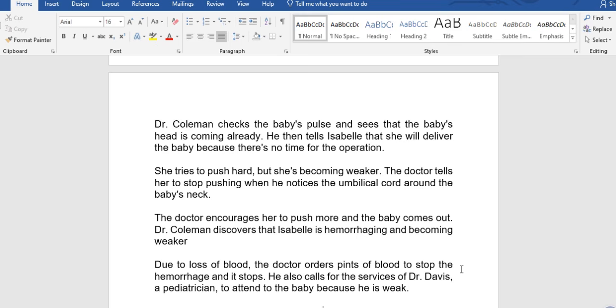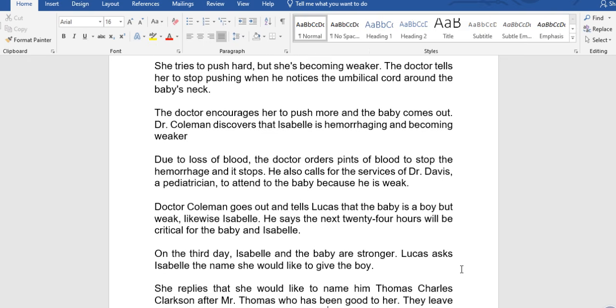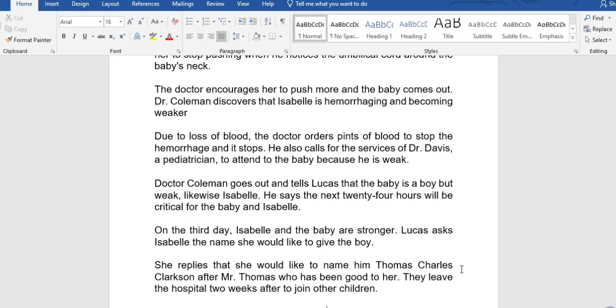Dr. Coleman discovers that Isabel is hemorrhaging and becoming weaker. Due to loss of blood, the doctor orders pints of blood to stop the hemorrhage, and it stops. He also calls for the services of Dr. Davis, a pediatrician, to attend to the baby because he is weak.